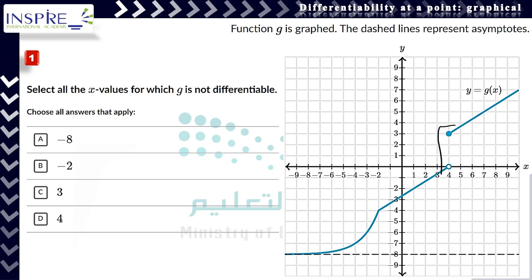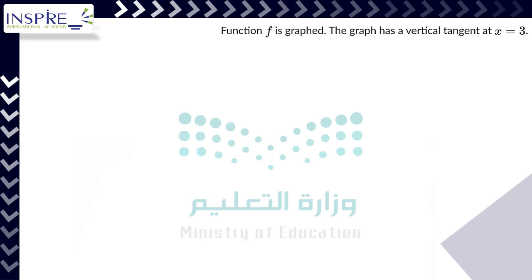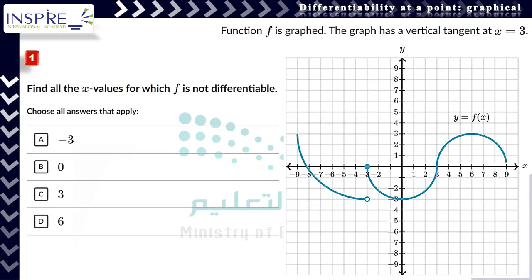Okay, we have here discontinuity, so it's not differentiable at 4. And here, do you notice this one? We have a sharp turn here. So the function is not differentiable at -2 also. Okay, at first we have a vertical tangent at x equal to 3, so it's not differentiable at x equal to 3. We have discontinuity here at -3, so it's not differentiable at -3. And that's it.